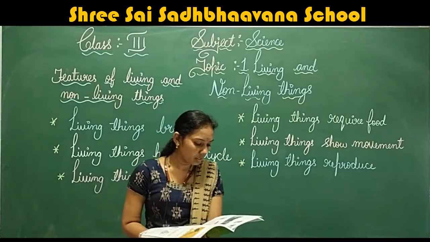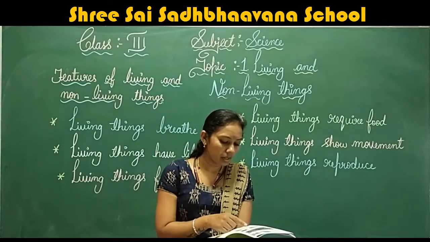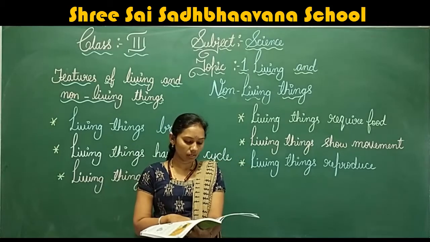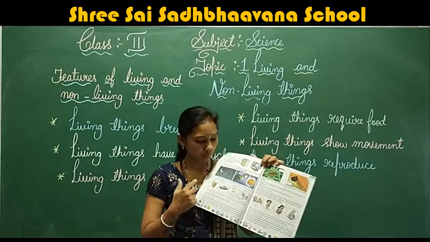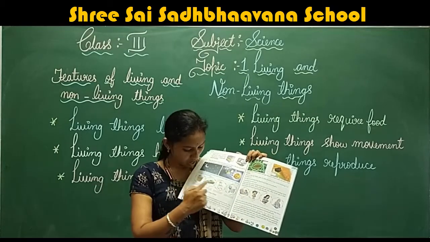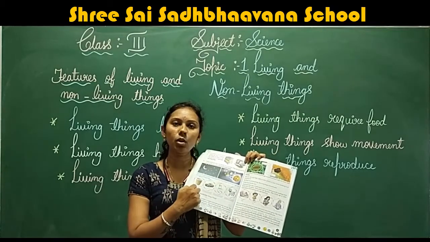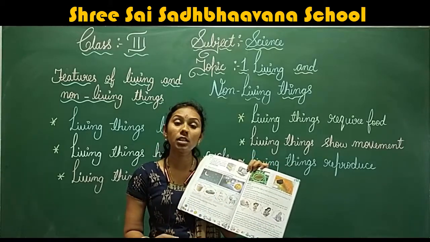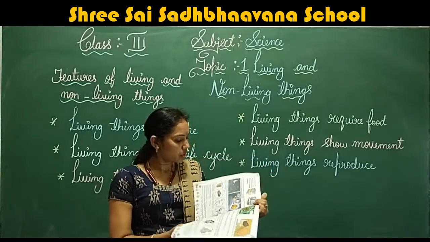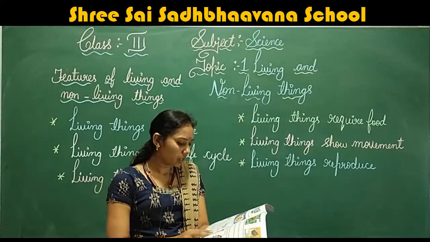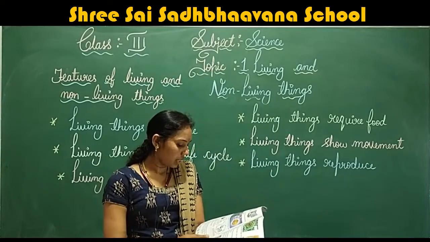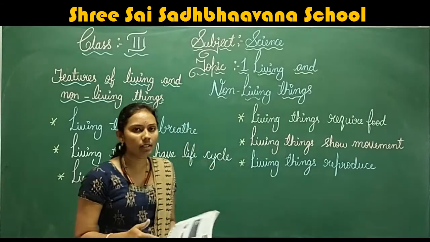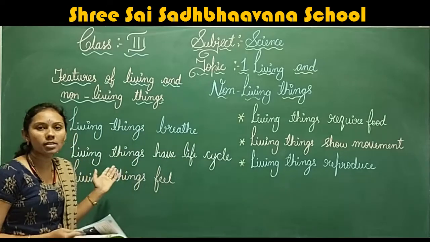Now come to the main part. Observe the pictures given below and write down which are living things and which are non-living things. Observe these pictures, and below each one, write which is a living thing and which is a non-living thing. You can do it by yourself. Then, coming to the next point: features of living and non-living things. That is what we are going to discuss now.